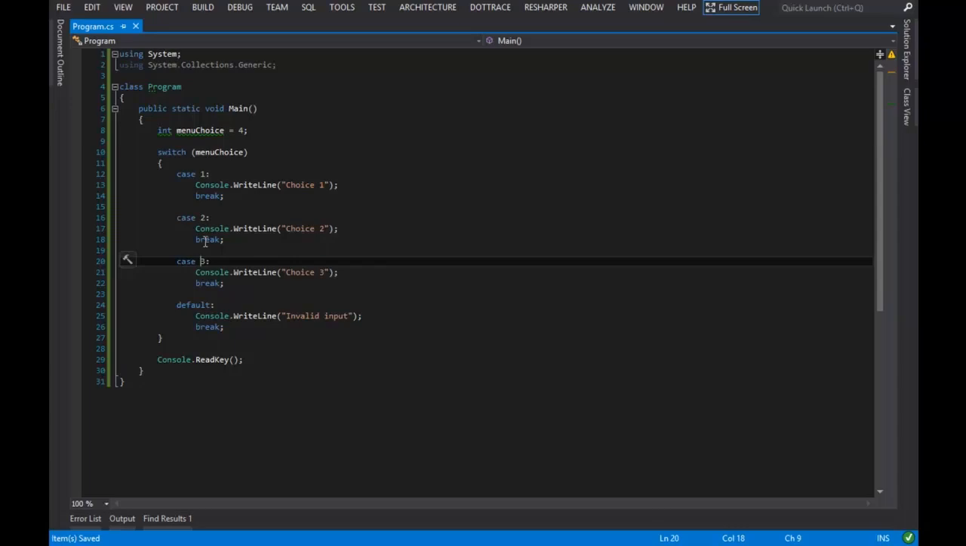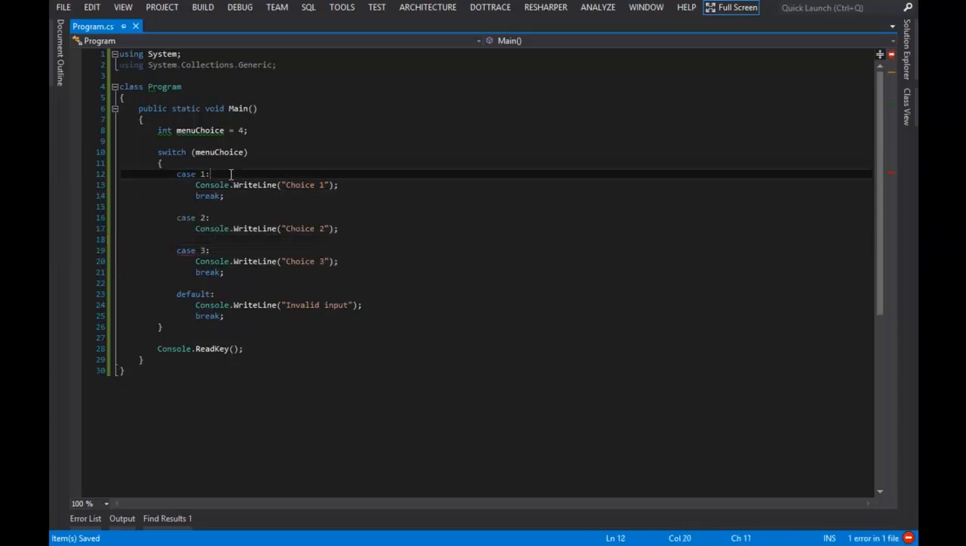There's one more thing to know about switch statements in C#. And that is C# does not support falling through. If I were to remove that break here, we would get an error and say break statement is missing. The only reason I'm saying this is for people who come from other languages where this is actually possible.